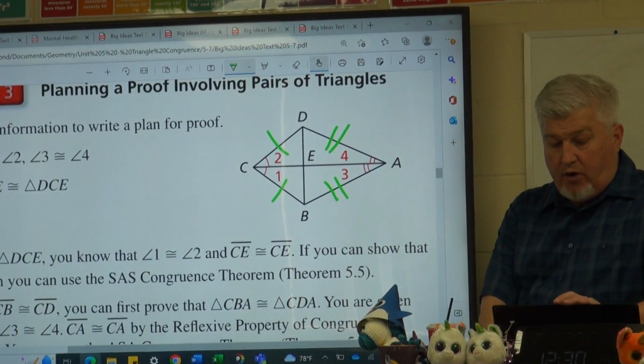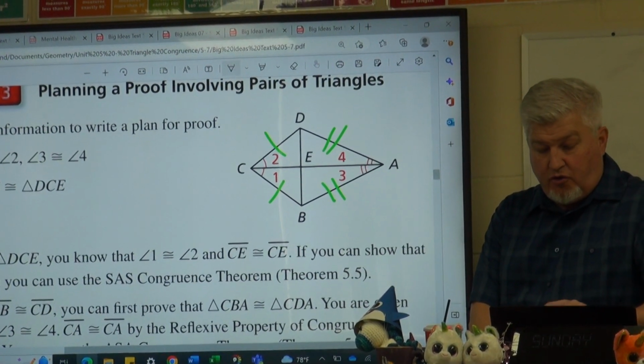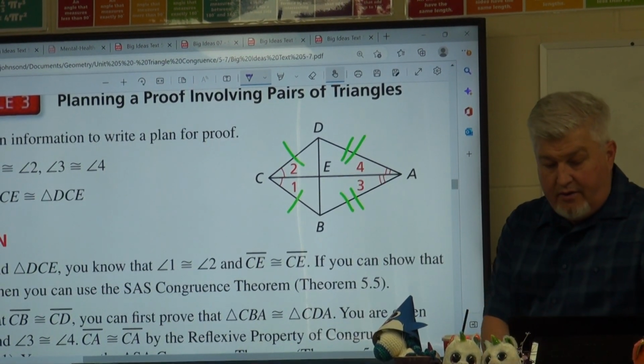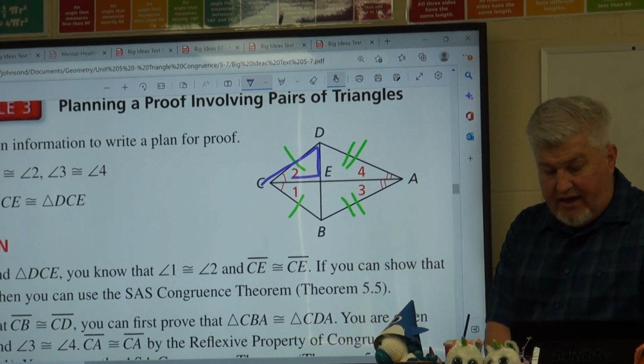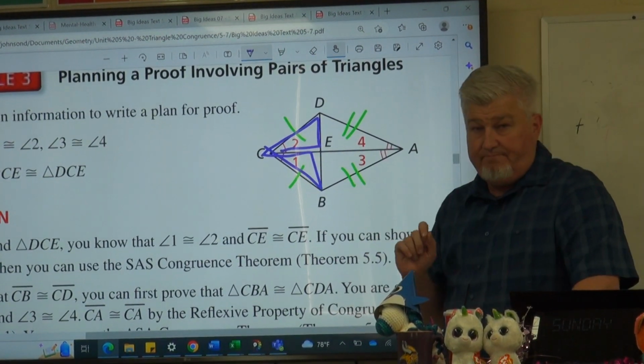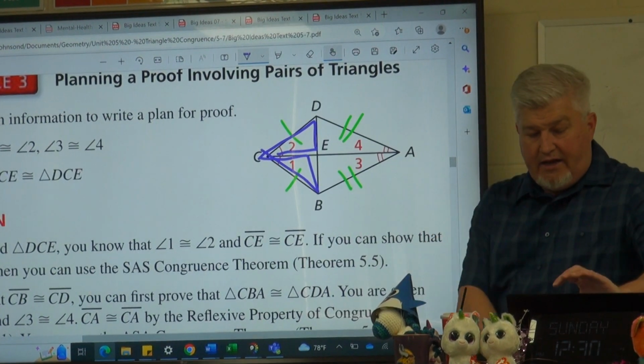Now, let's go back to what triangles we're trying to prove congruent. We're trying to prove CDE and CBE, these two small triangles. I'm going to erase that purple.